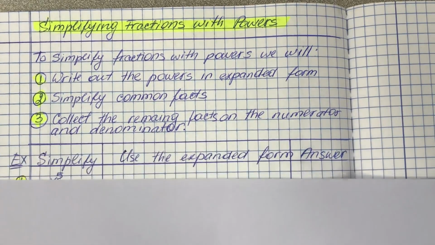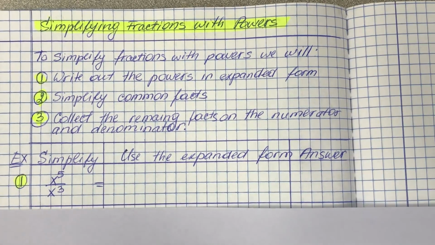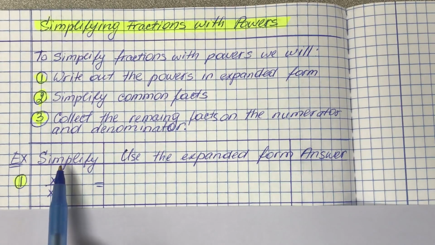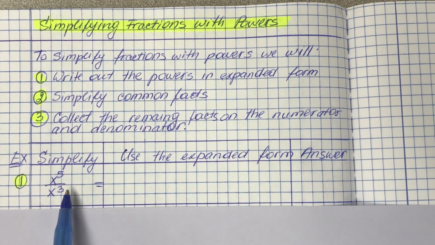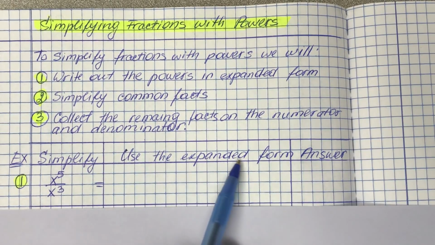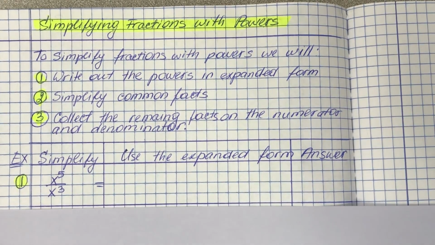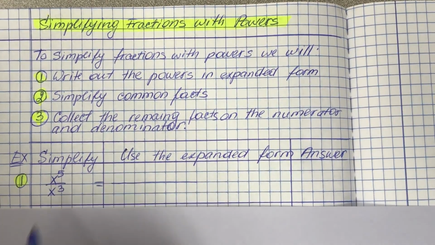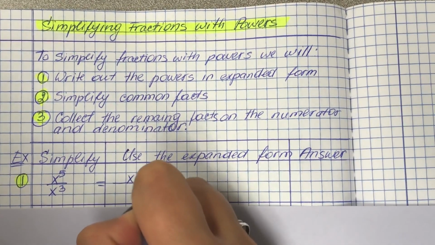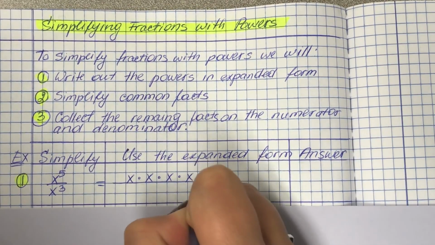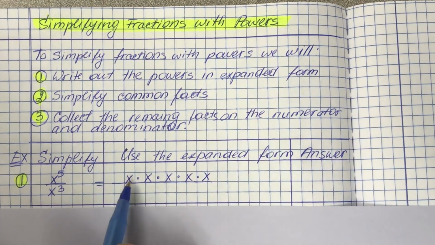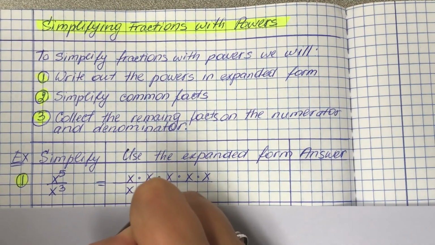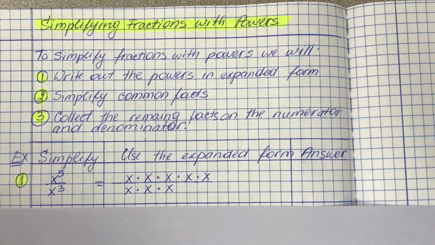and then we will collect the remaining factors on the numerator and denominator for the final answer. So, for example, I have to simplify a fraction that has 2 powers. That's a quotient of powers, or dividing 2 powers, which looks like a fraction. So what I'm going to do is use the expanded form to figure out my answer. In the fraction, we have a numerator, and on the numerator I have x to the 5th power. That means the base x is multiplied by itself 5 times. 1, 2, 3, 4, 5. On the denominator, I have x to the 3rd power, which means x is multiplied by itself 3 times.